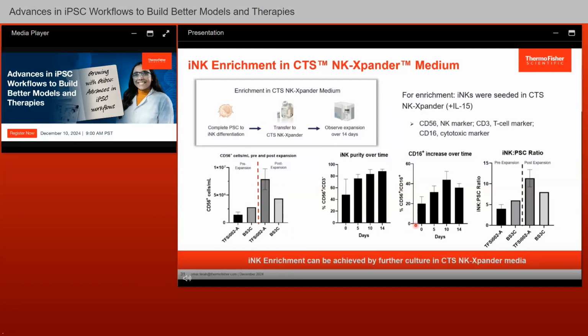And so overall, the main message here is that the iPSC-derived iNKs can selectively proliferate and be enriched in this particular media, where by the end of this enrichment or expansion protocol, we can see up to a tenfold improvement to the ratio of iNKs to PSCs specified. So for every one PSC cell that you start with, by the end of this expansion period, you can get up to, depending on the cell line you're using, up to 10 iNKs.